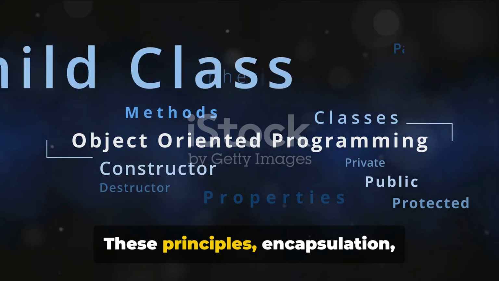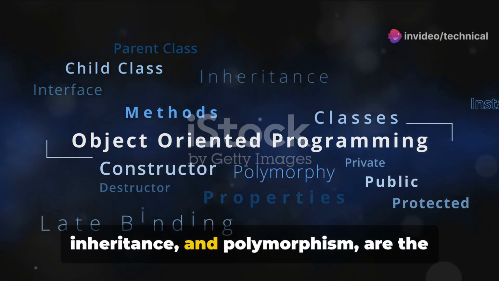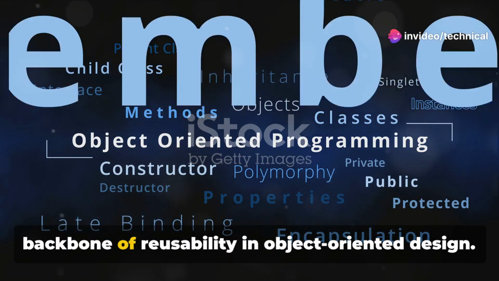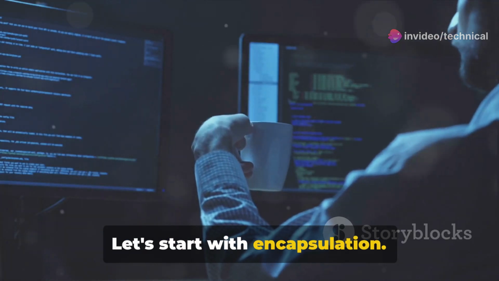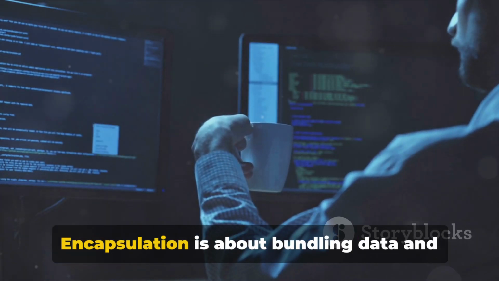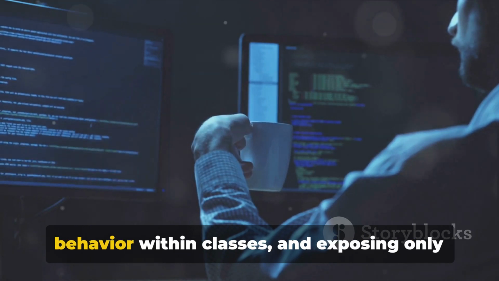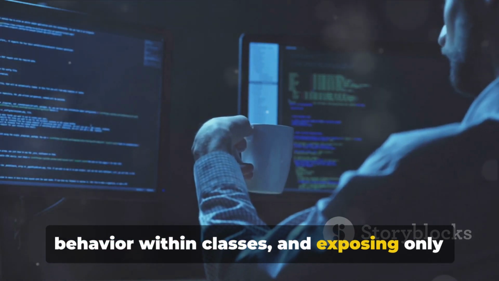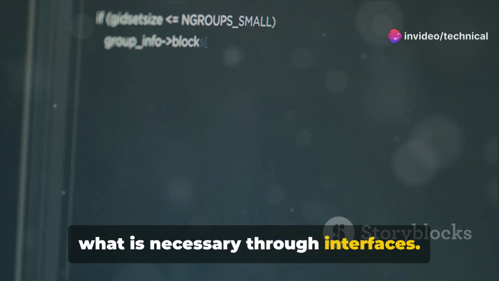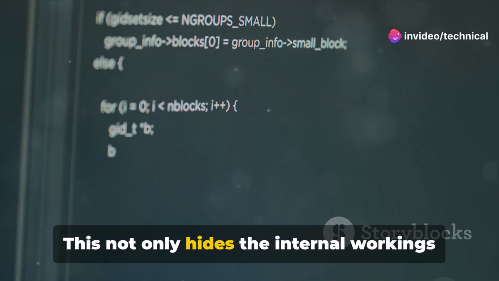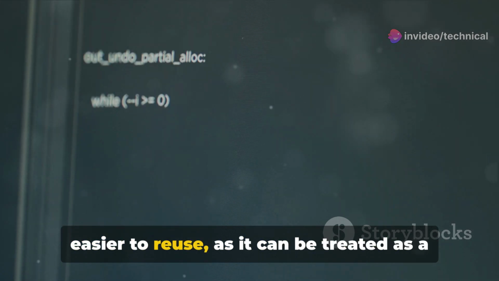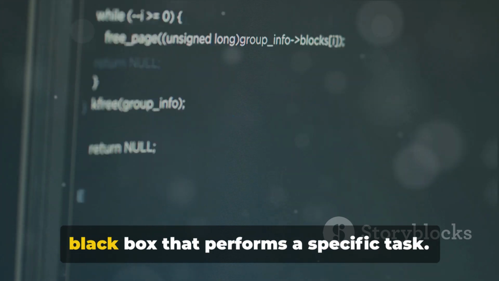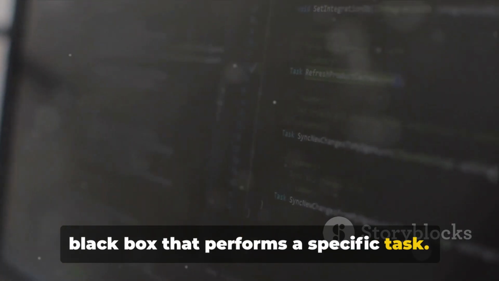These principles, encapsulation, inheritance, and polymorphism, are the backbone of reusability in object-oriented design. Let's start with encapsulation. Encapsulation is about bundling data and behavior within classes and exposing only what is necessary through interfaces. This not only hides the internal workings of a class, but it also makes the class easier to reuse, as it can be treated as a black box that performs a specific task.